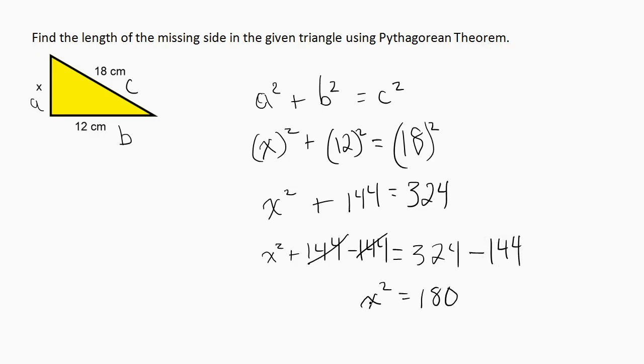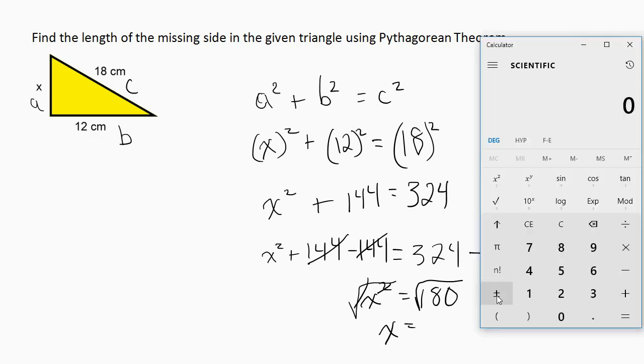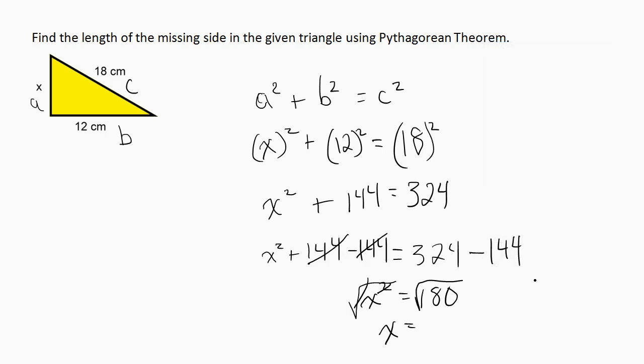And we're almost done. If something squared is 180, again, in the last step, we're going to square root both sides. That will cancel out the squared, and we'll just be left with x. X must be whatever the square root of 180 is, and you probably don't know that off the top of your head, so we'll punch that into our calculator. What is the square root of 180? And we get 13.4. So x must be 13.4, approximately.